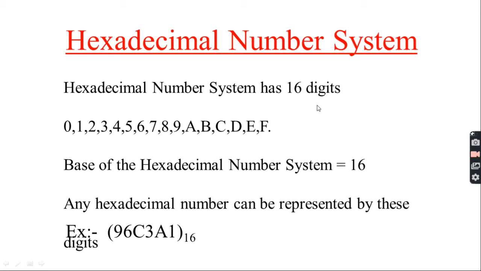Next one is the hexadecimal number system. The hexadecimal number system uses 16 digits or characters, that are from 0 to 9 and A to F, meaning 0, 1, 2, 3, 4, 5, 6, 7, 8, 9 and then A, B, C, D, E and F. As the hexadecimal number system is using 16 digits, the base or the radix of the hexadecimal number system is 16. And here is the example for the hexadecimal number system.